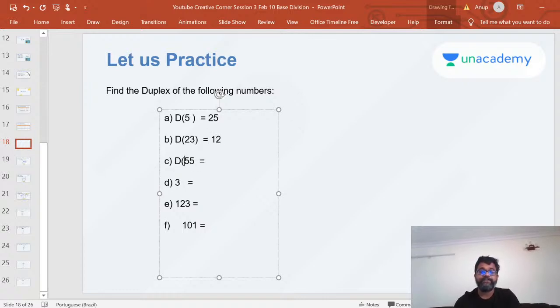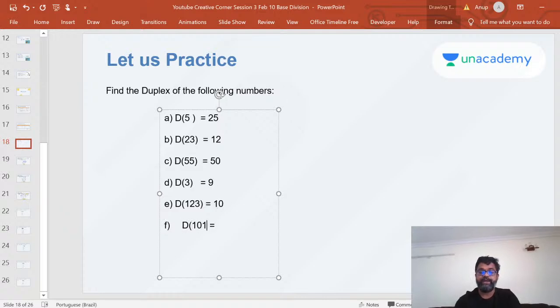Duplex of 55: what is 5 into 5? 25. Double of 25 is 50. Duplex of a single digit 3 is 9, right? The duplex of 1 2 3 is twice the outer pair, so 2 into 1 into 3. Double of 3 is 6, plus the square of the middle number, so 10, right? I think we saw it in the earlier example here.